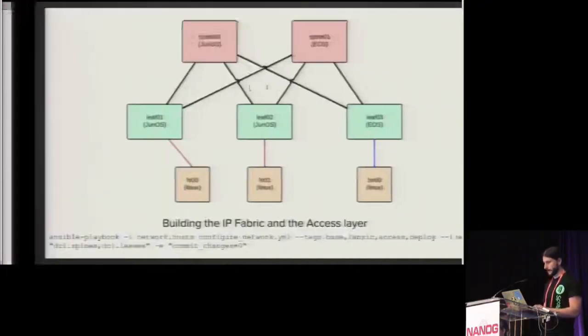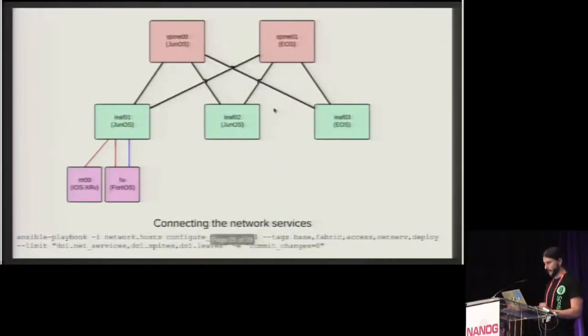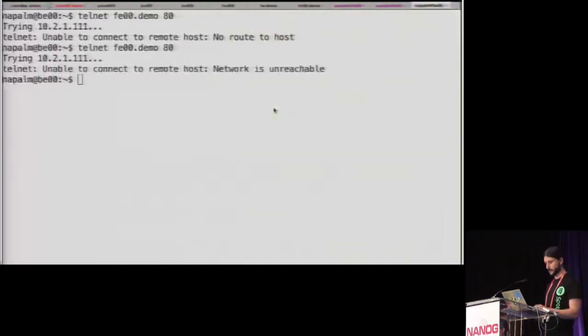Sorry. Yeah. So now the second step. Now we are going to connect the network services devices. We are not going to actually deploy any service yet. We are just going to connect these devices to the network. Right now, they don't have any configuration, just the bootstrap configuration, so they're not even peering using BGP with the leaf. So let's do that.